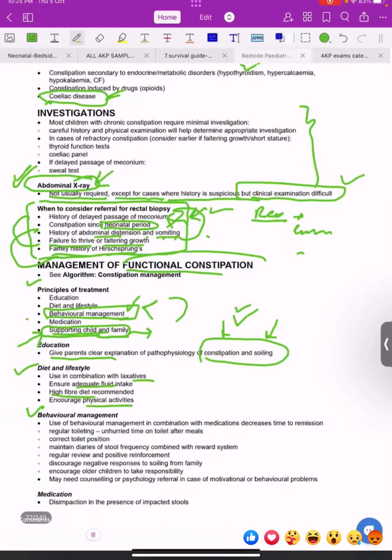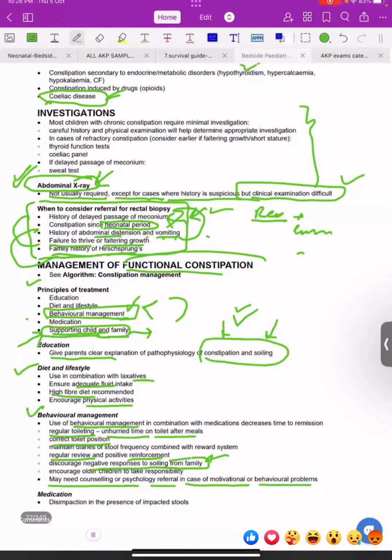So what are those? Use behavior management in combination: regular toileting, unhurried time on the toilet after meals, correct toilet position, maintain diaries of the stool frequency, regular review and positive reinforcement. Never ever give punishment to the child for this behavior. Discourage negative responses to the soiling from the family. Yes, this is basically required. The child may need counseling or psychological referral in case of motivational or behavioral problems.